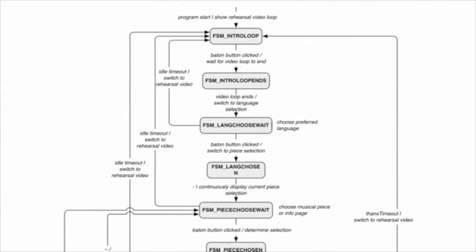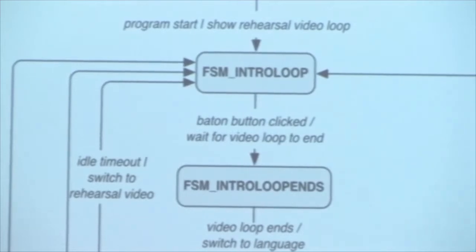It starts off with a program start. That's the first thing that happens, the external event. The program starts. And then we show what the system responds to. It shows a rehearsal video loop. So the video of the orchestra rehearsing is looping endlessly. So there's a lot of stuff happening, but on the analysis level of our STN here, it's basically nothing of interest. So we're in this intro loop state where the orchestra rehearsal loop is running.